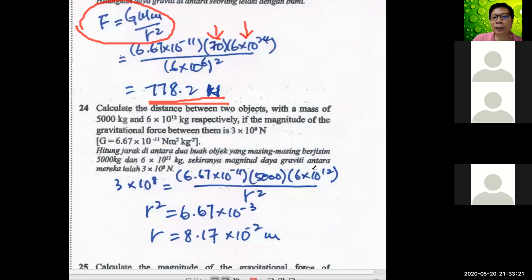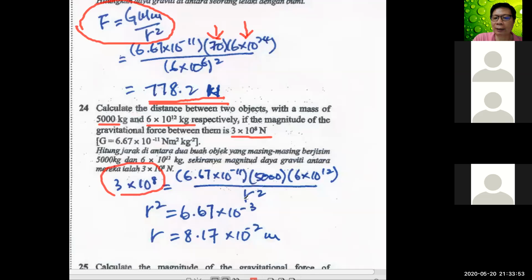Calculate the distance between two objects. The mass is given: m1 is mass 1, this is mass 2. The magnitude of the gravitational force is given, and you are asked to find the distance. You see the formula, same formula: F equals constant G, m1 mass 1, m2 mass 2. And you are asked to find R, the distance.